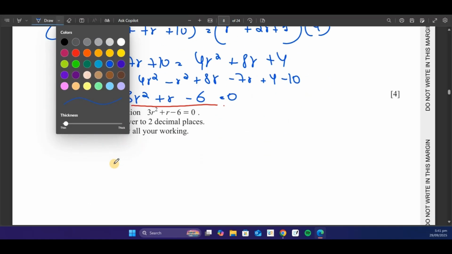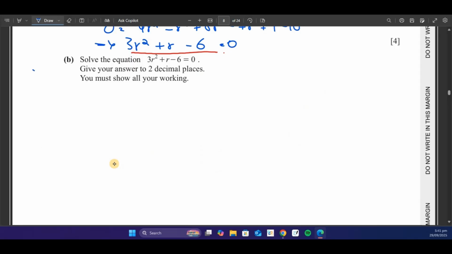Alright, solve the equation 3r squared plus r minus 6 equals 0. Give your answer to two decimal places. You must show all your working. I'm going to solve the equation that we just got. So 3r squared plus r minus 6 equals 0, and we could just put it in the quadratic formula. So a would be 3, b would be 1, and c would be minus 6. Does that make sense? We could just put that into the quadratic formula.